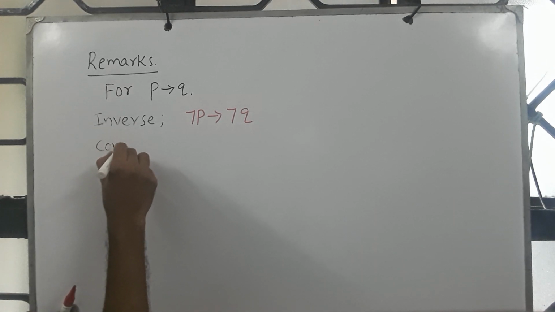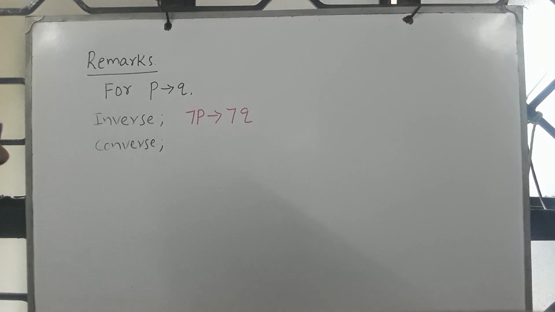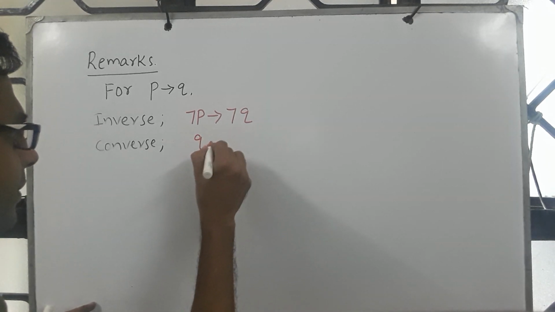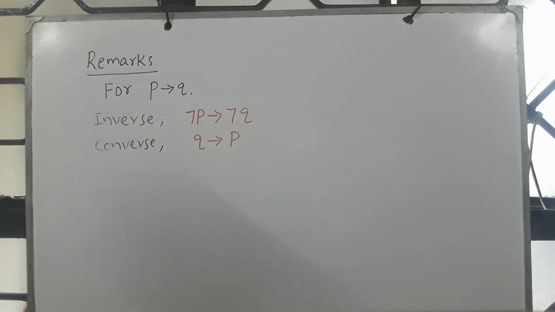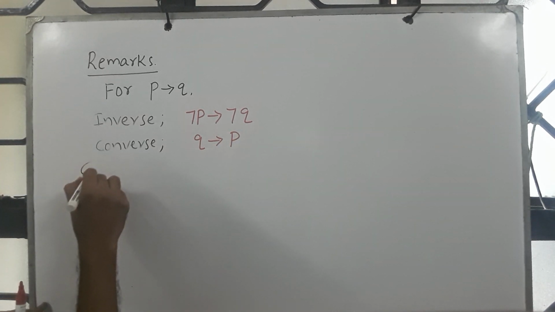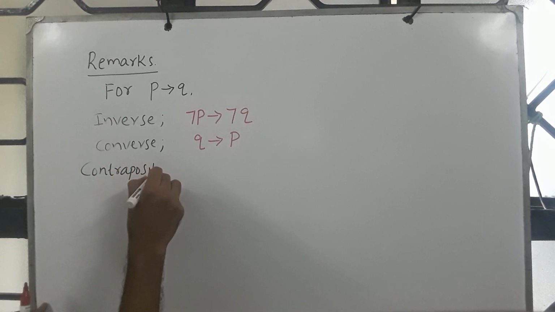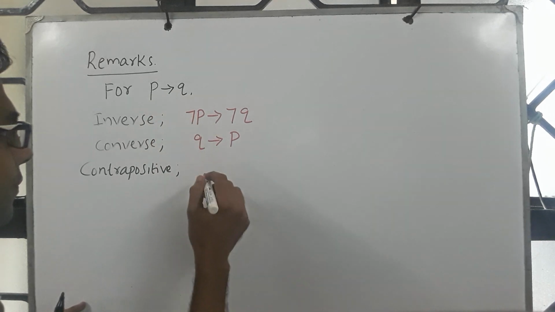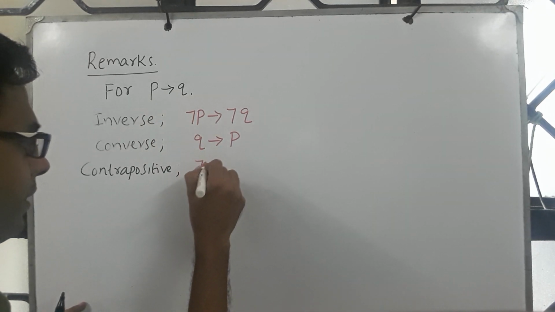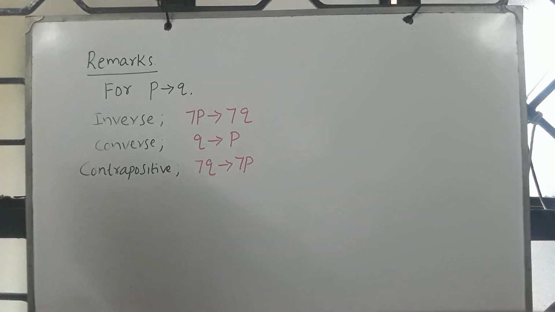And something that we have used in our context quite often, something called converse. Converse of P imply Q is Q imply P. And something quite interesting which we will use very often in this course, something called contrapositive. So the contrapositive of P imply Q is negation Q imply negation P.